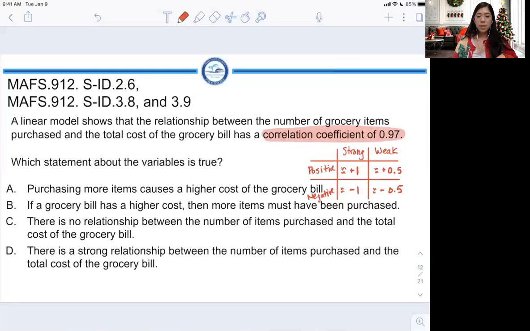So that's what those numbers mean. When it tells you what the correlation coefficient is, you have to look at that number and see what it is pretty close to. For ours? Positive one. Pretty close to positive one. So I know that it's a strong relationship and it's a positive relationship. So now take a look at our answer choices.